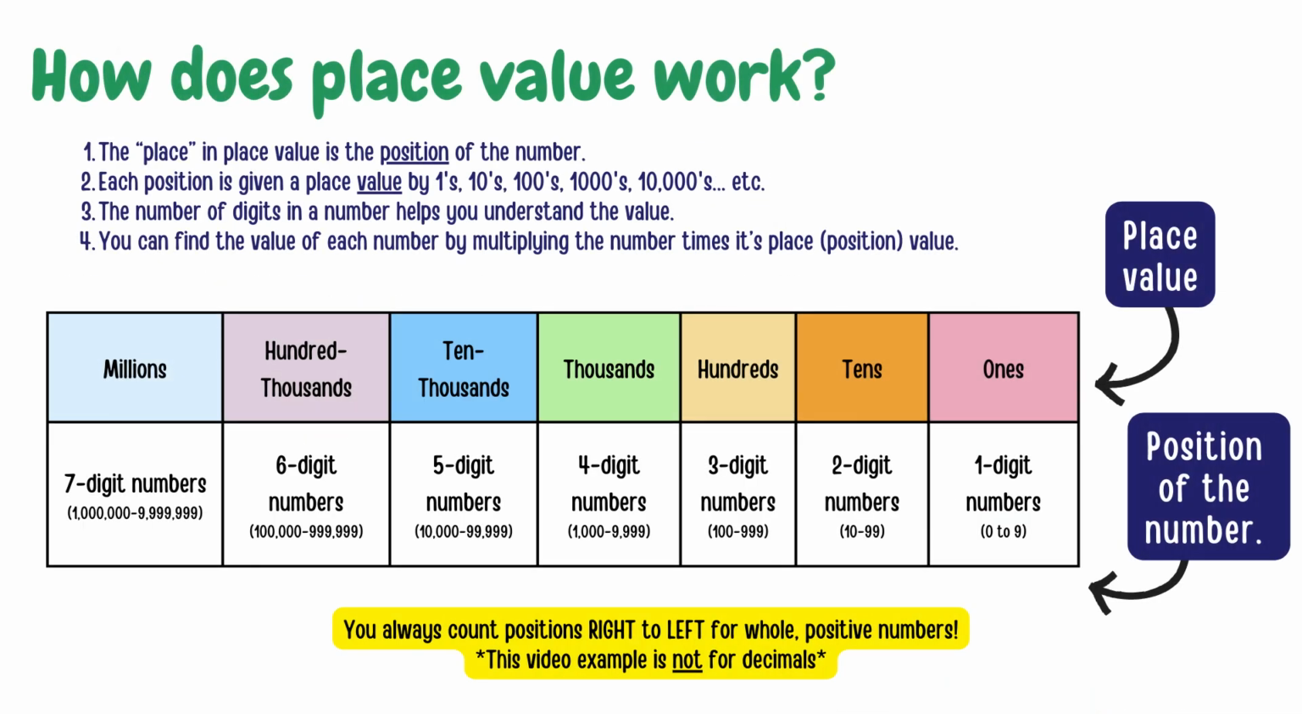So how does place value work? The place in place value is the position of the number. Each position is given a place value by ones, tens, hundreds, thousands, 10,000s, and so on. As you can see, I went up to the millions for this particular video. You can keep going if you want to understand it further, but to keep it short, we want to work with the place values from ones to millions.